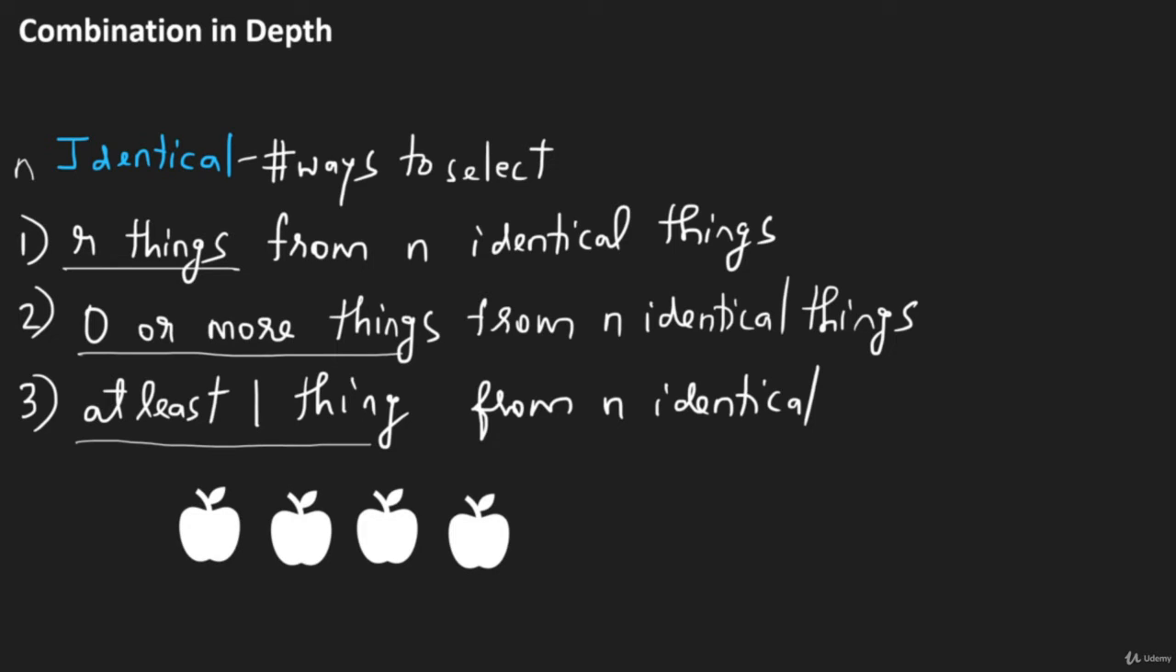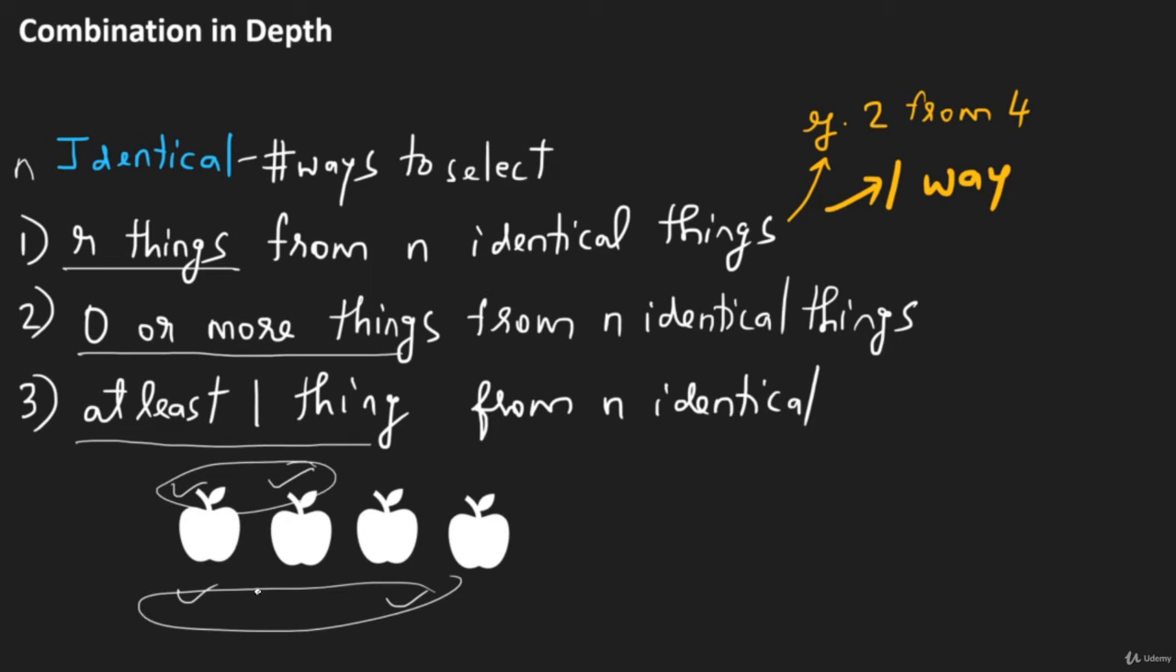Say you have 4 identical apples. Now, in how many ways can you select 2 apples from these 4 identical apples? You can do it only in one way, right? Because if you select these 2 apples, or if you select these 2 apples, both of these are one and the same, because at the end you get 2 identical apples. So no matter which 2 you take, it's the same scenario, right?